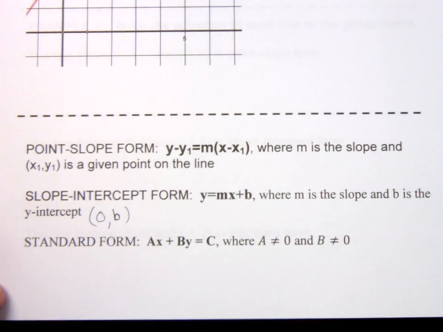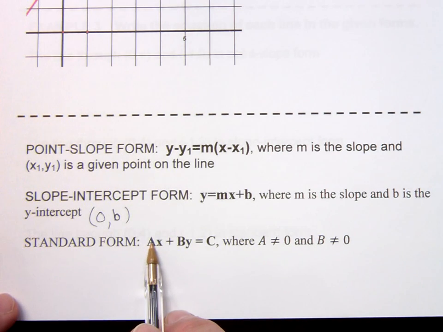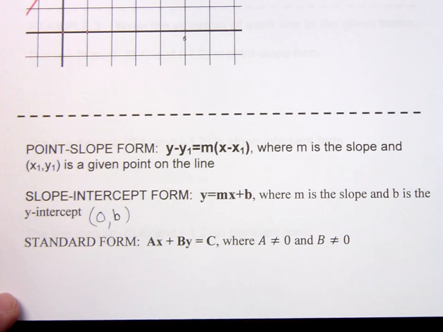And then standard form is ax plus by equals c. And when you set it up in standard form, we always want a to be positive, and we always want a, b, and c to be whole numbers.